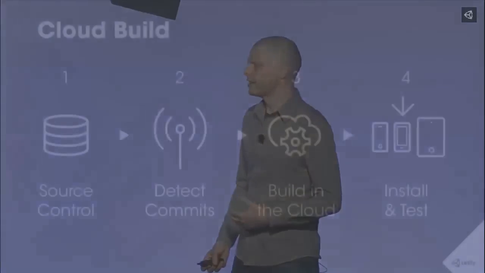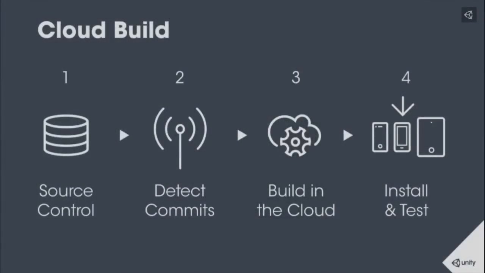So how does that work? It's very simple. You have your Unity project today. It's in a Subversion, Git, or Perforce repository. Every time you make a change to that project, we detect that and we kick off a build of the game in the cloud in the background. You don't have to do anything. This occurs automatically. When the build's ready, we send you an email.